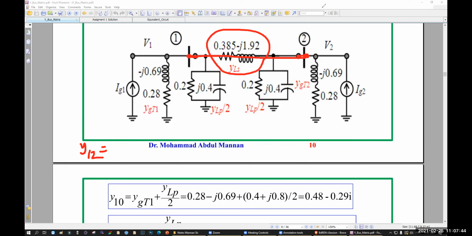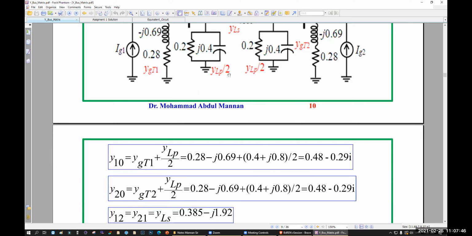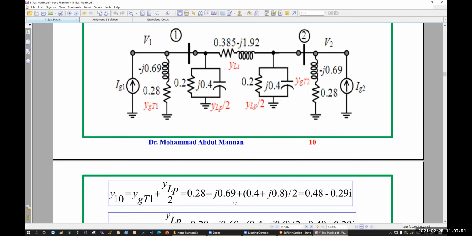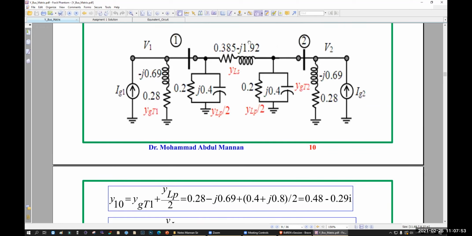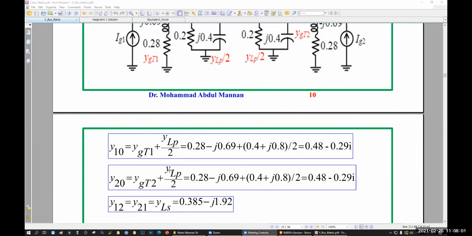This one, right? Yes, sir. So your y12 will be 0.385 minus j 1.92, this one. And what about y21? Again, from 2 to 1, same. So these are the terms you have to find out.